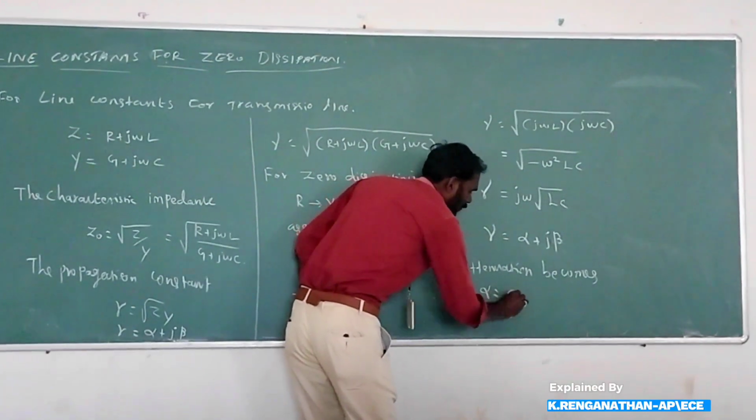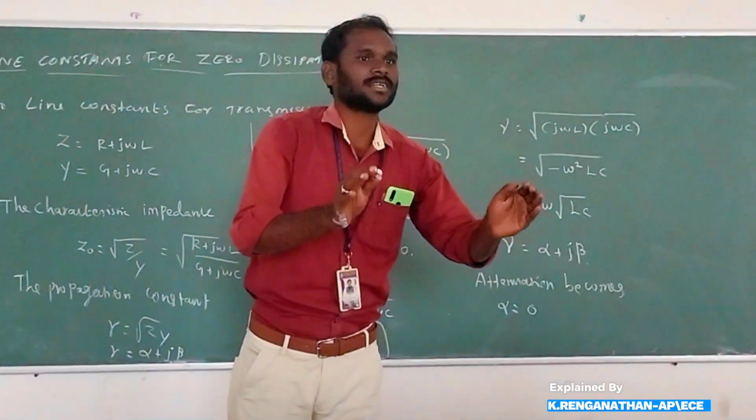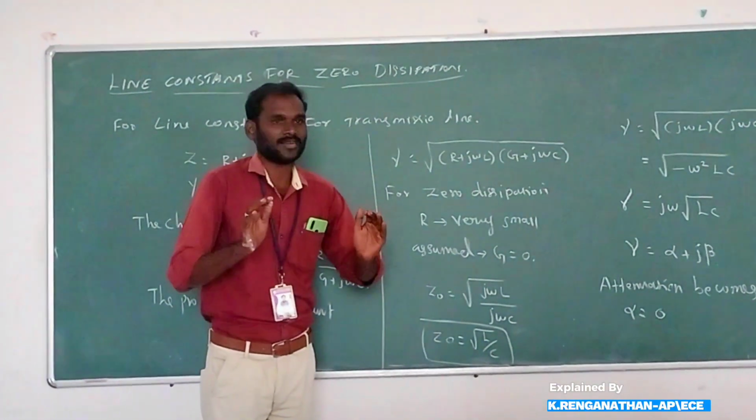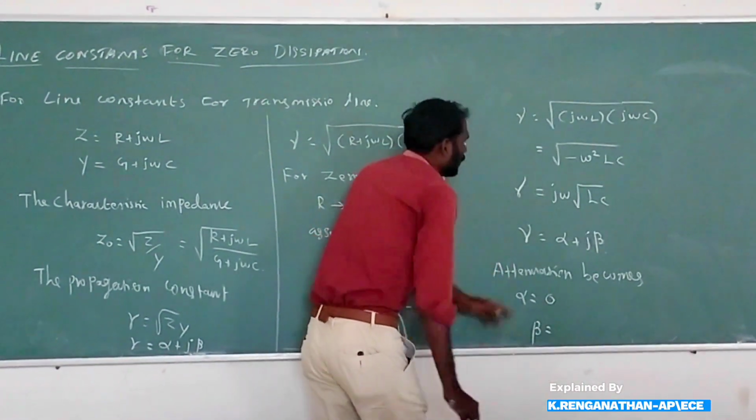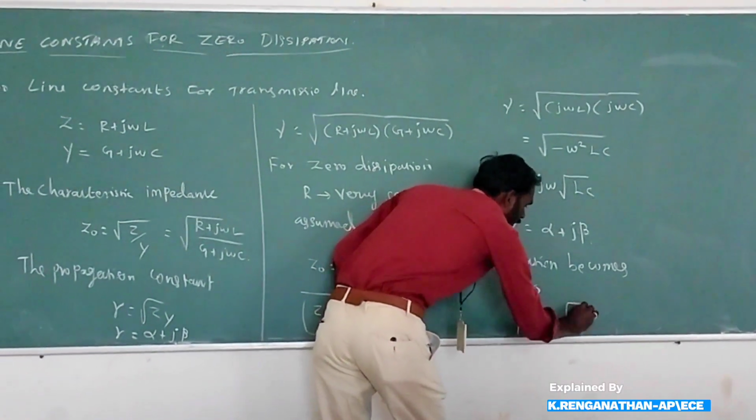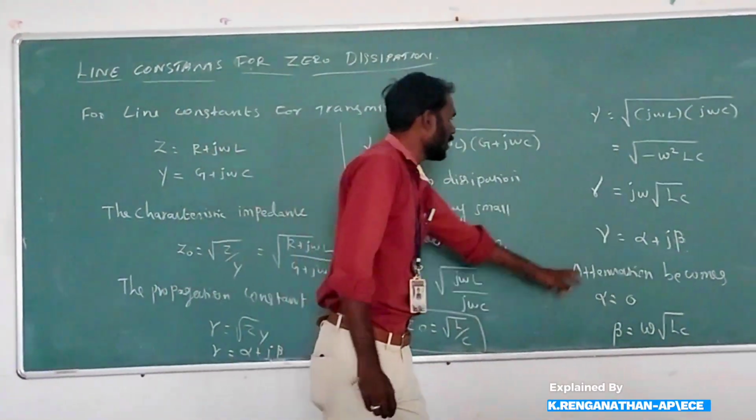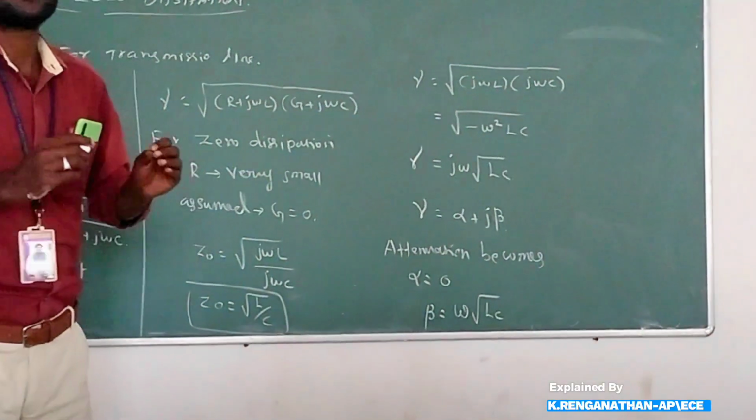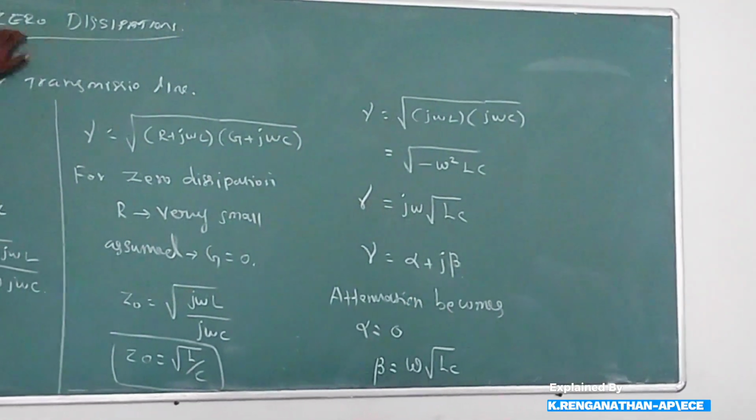So alpha, the attenuation constant, becomes 0. The attenuation constant is equal to 0 for the dissipationless line. The phase shift beta is equal to only the imaginary term, omega into root LC. So alpha is equal to 0: attenuation is 0 for the zero dissipation line.